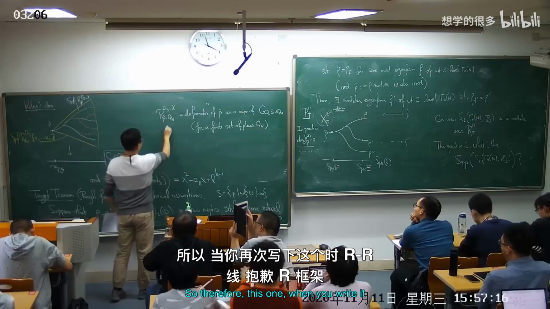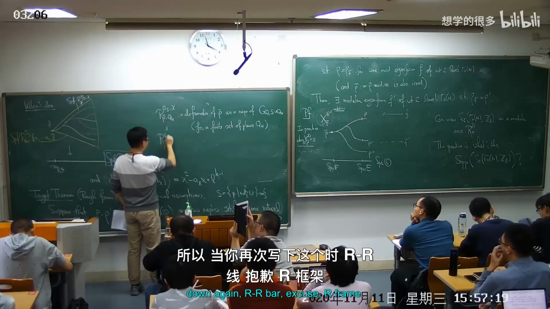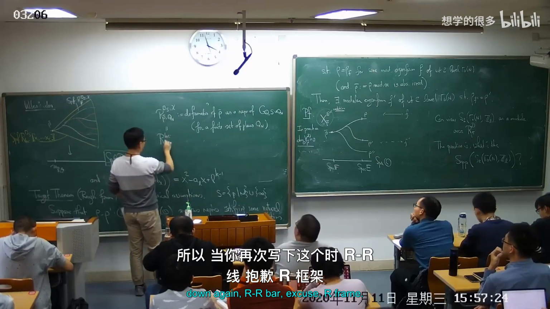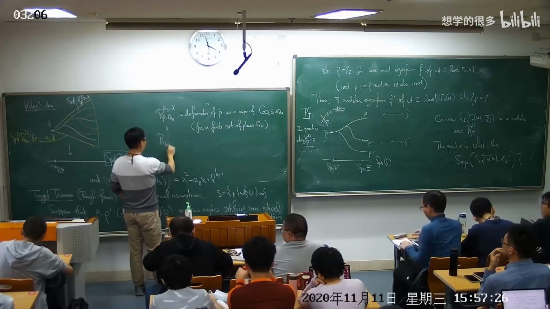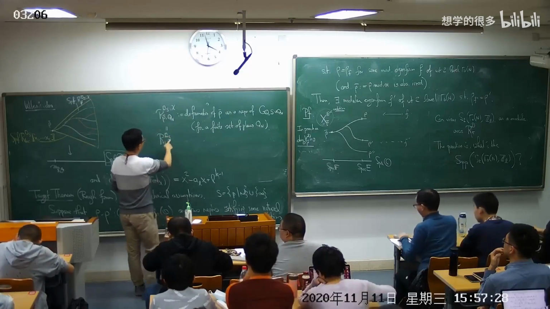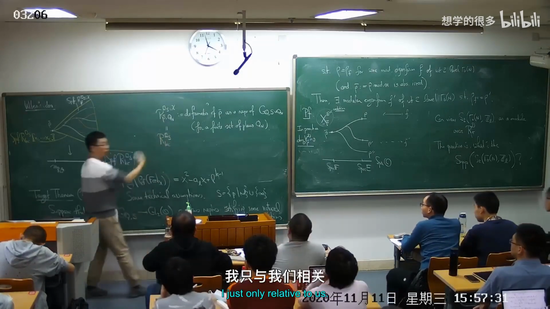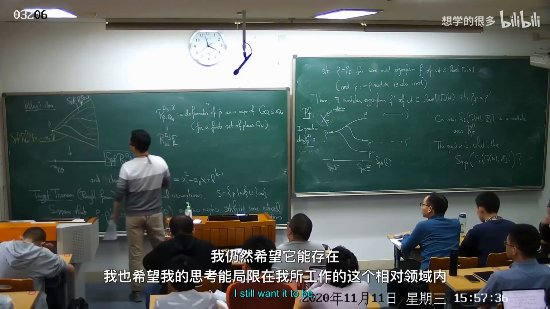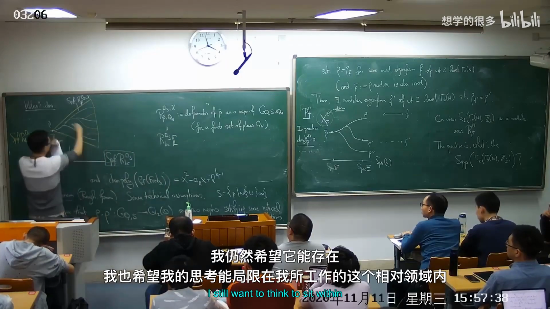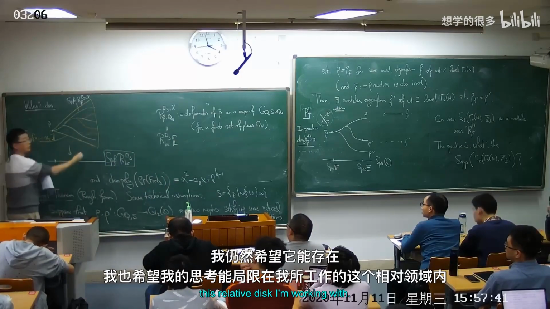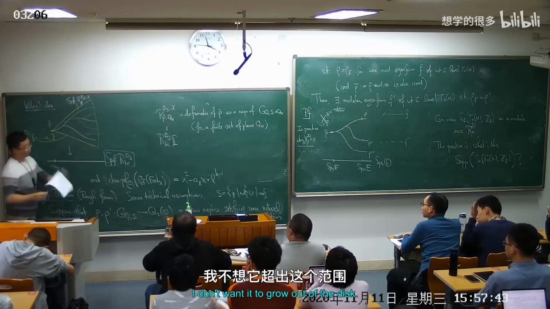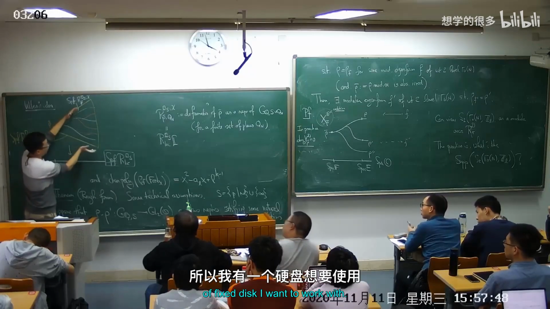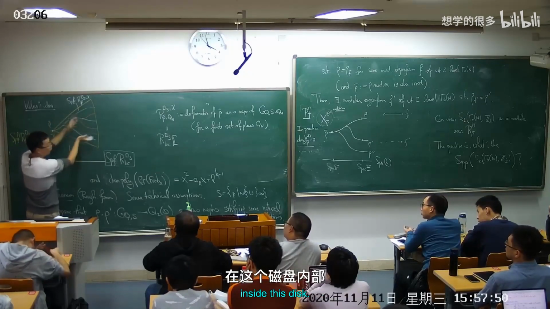So therefore, this one, when you write it down again, R rho bar, R frame. What did I write? R with the framing at S. I still use S. I don't go relative to these Q_n's. I just only relative to S. So that's why I developed this theory a little bit more general. I still want this thing to sit within this relative disk I'm working with. I don't want it to grow out of the disk. Then I lose control. So I have some sort of fixed disk I want to work with. So I want to grow inside this disk.